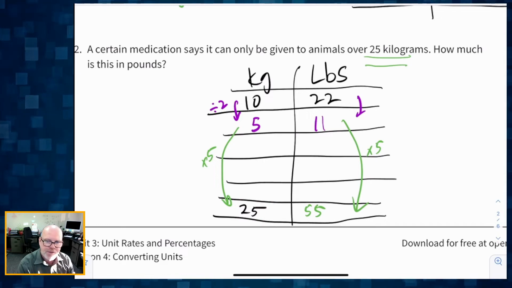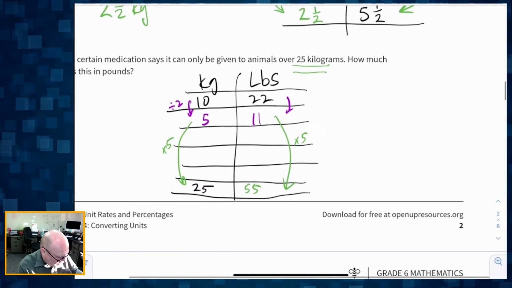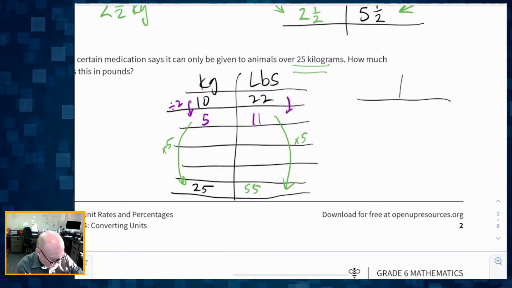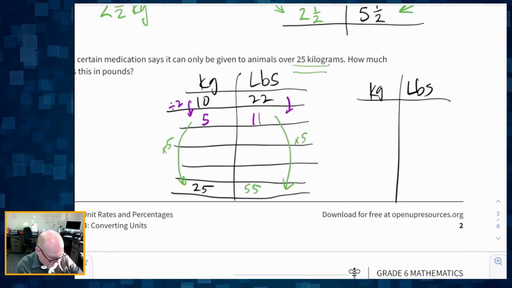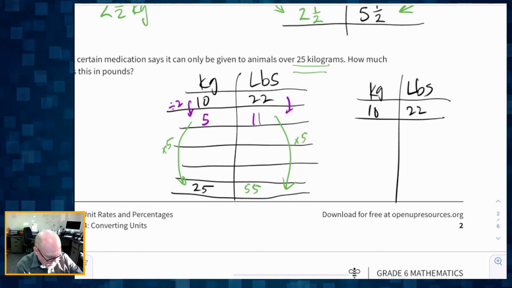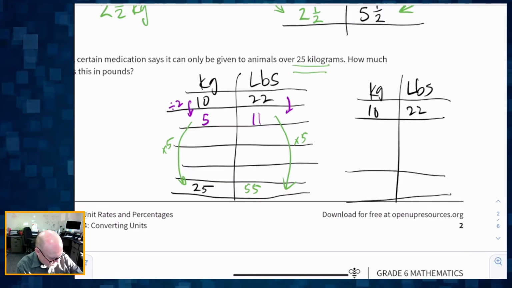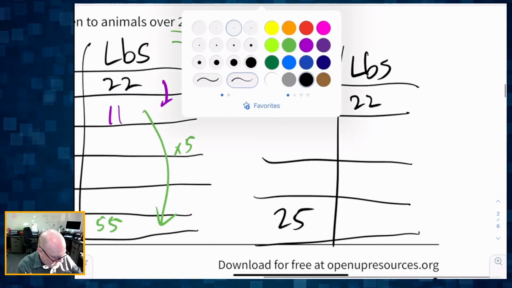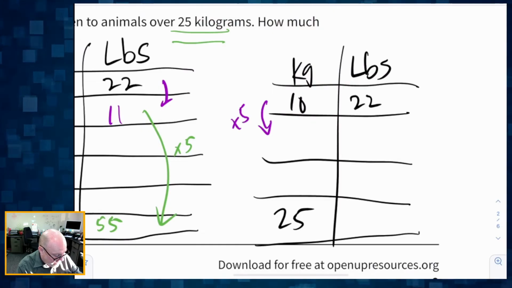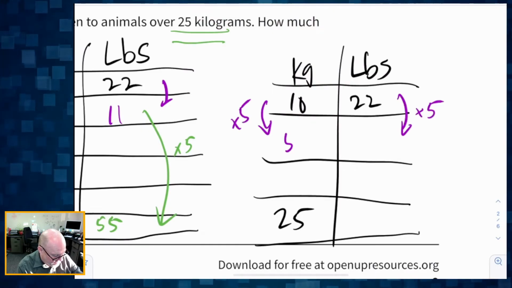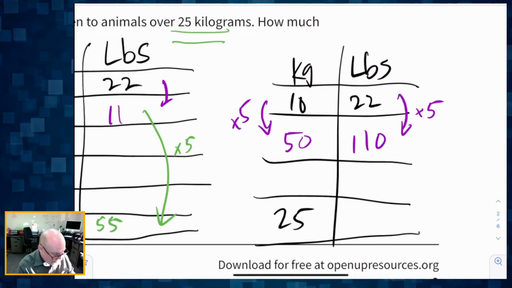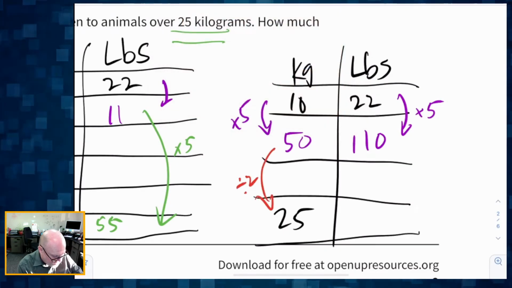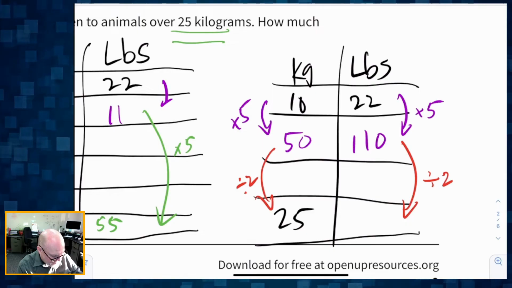We could have done this other ways. In fact, let's do it real quick, because I want you to see this. This is so stinking cool. When we start with 10 and 22, and I want to get down here to 25, another way I could have done this is I could have multiplied by 5, and that gives me 50 and 110. And then I could have divided by 2, and that would give me 55.